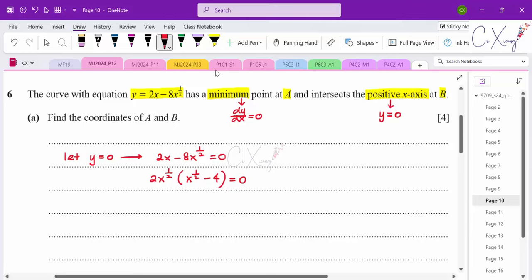Then I try to solve it. 2 square root x equals 0, so x will be equal to 0. This is the answer I want to ignore because they're asking us to find B, which is cutting the positive x-axis. So I will consider only this equation. Square root x equals 4. And therefore, x is equal to 16. This also tells you that the coordinate for B here is basically (16, 0).